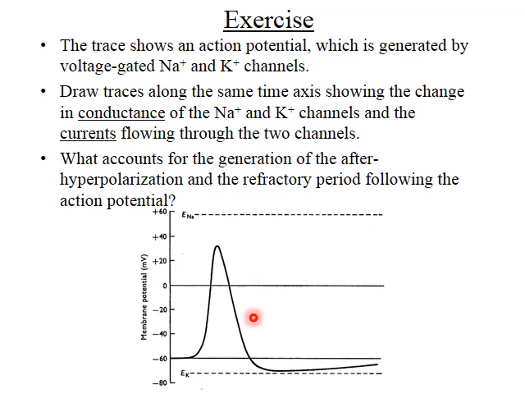Now, we haven't talked specifically about the refractory period, but we know that following an action potential, it is more difficult to generate a second action potential. So the question is, why is that?